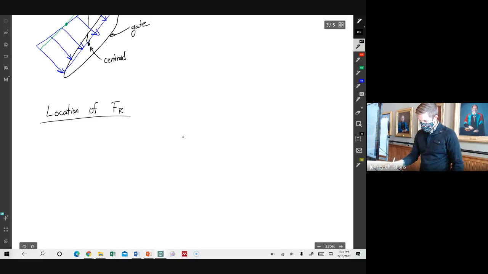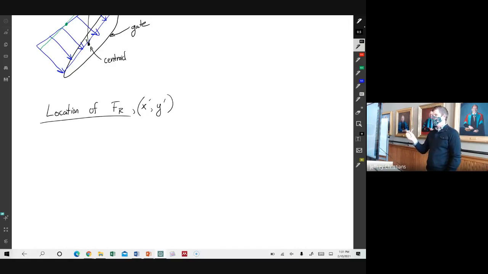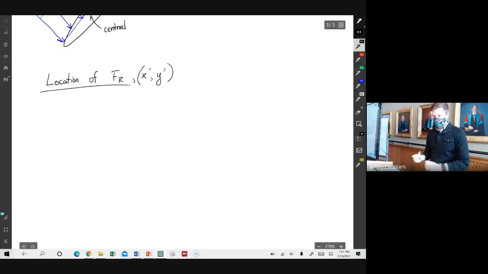So we need, and we'll call this x prime, y prime. So that prime notation, x prime means the x location of that resultant force, y prime is the y location of the resultant force. We can split it and look at just the x and then just the y. We can look at those two things separately.